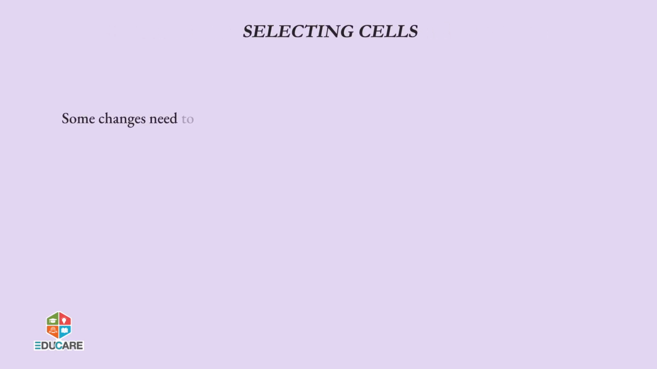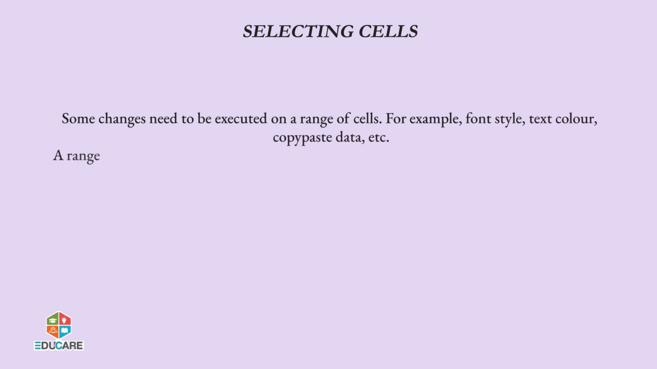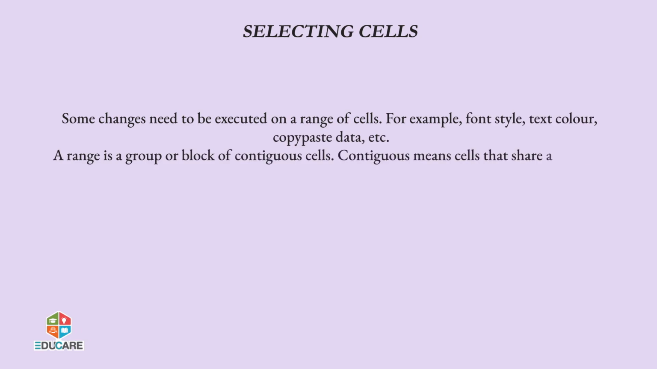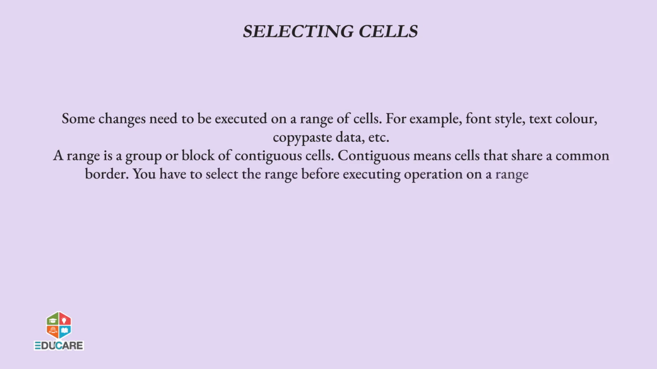Selecting cells. Some changes need to be executed on a range of cells, for example, font style, text color, copy-paste data, etc. A range is a group or block of contiguous cells. Contiguous means cells that share a common border. You have to select the range before executing an operation on a range of cells.